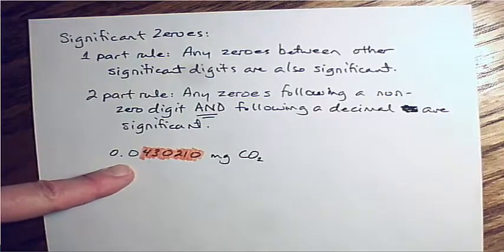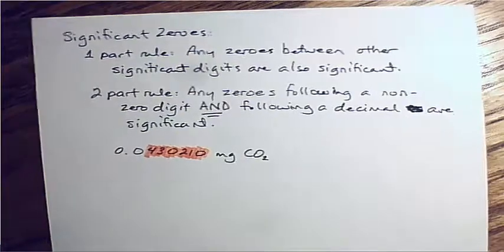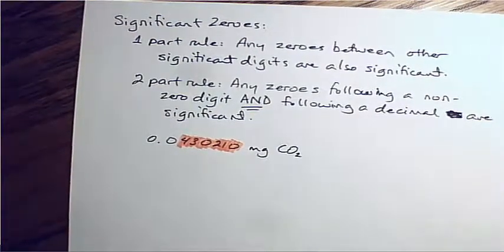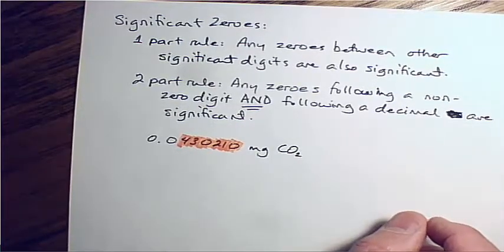The associated rule that uses that sort of terminology is trailing zeros are significant when there's a decimal place. That's just another way of stating the same thing. Okay? Trailing zeros are significant when there is a decimal.